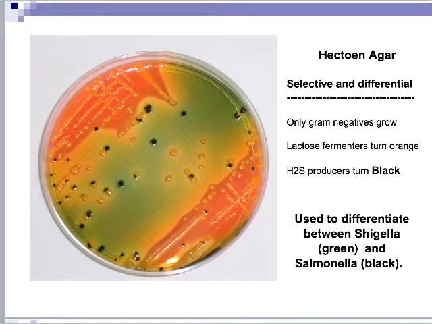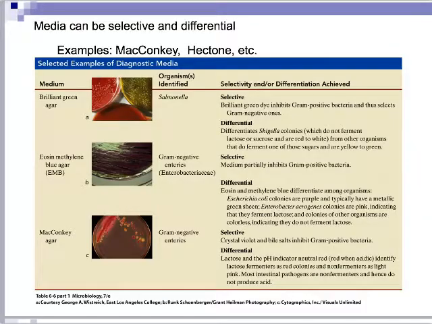Okay, here's another example, hektoen agar. Only gram-negatives will grow. Things that can ferment lactose are going to turn orange. Things that can produce hydrogen sulfide will turn black. This is what they'll use to differentiate between Shigella and Salmonella if they're trying to figure out what kind of diarrhea somebody has. The Shigella will look green, but the Salmonella will look black. Now, in the book there is a list of selective and differential media, and I'm not going to require you to memorize those. That's not necessary, but it's interesting to see what's out there.